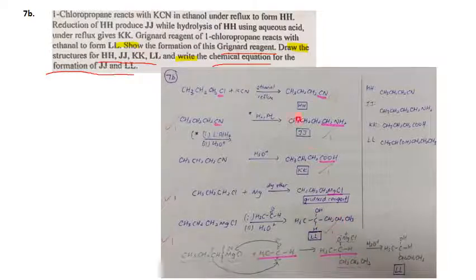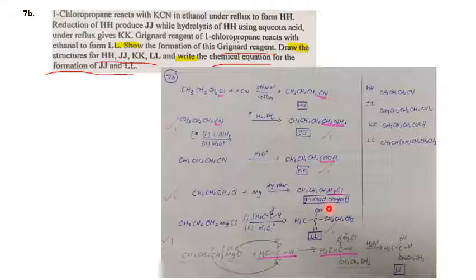Okay, continue, draw the structures for HH, JJ, KK and LL. Since I transformed all the sentences into equations already, I have all the products. Just rewrite what HH, JJ, KK and LL are, and write the chemical equation for the formation of JJ. So this is the equation for the formation of JJ. And then this is the equation for the formation of LL. At the same time, I already showed the formation of this Grignard reagent.